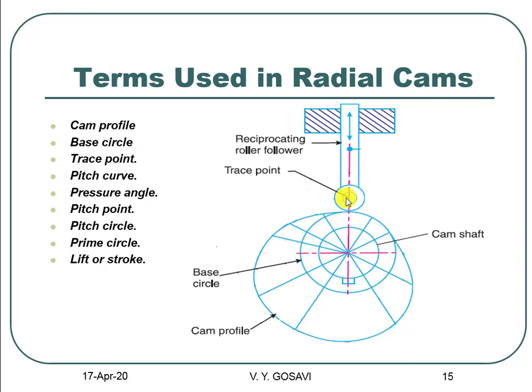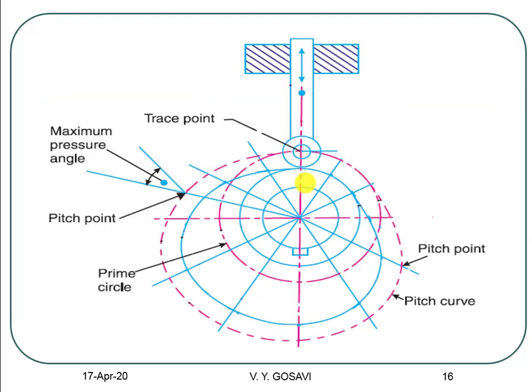So what is meant by pitch curve? When follower moves relative to cam, curve generated by this trace point is called as a pitch curve. So here you can observe the pitch curve that is shown with a red dashed line. So when this follower moves around the cam, the path that is traced by this trace point is called as a pitch curve.